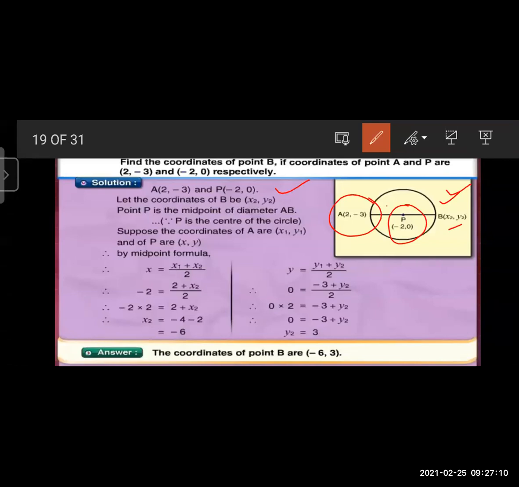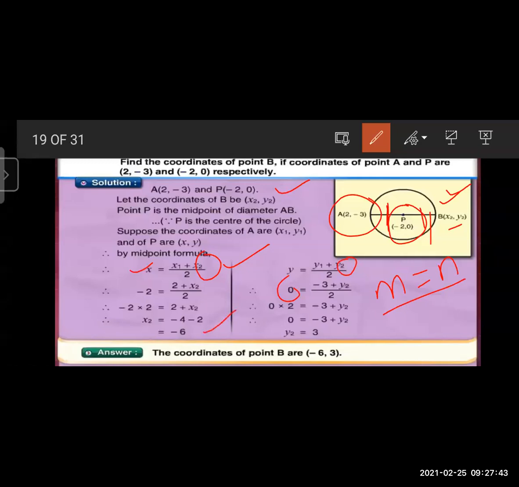That means this distance and this distance are equal, meaning m equals n. If m equals n, we are using the midpoint formula here. So we use the midpoint formula: x equals (x1 plus x2) divided by 2, y equals (y1 plus y2) divided by 2. Here we have the value of x, so we find x2 from this formula. We have y equal to 0 and y1 equal to -3, and we find y2.